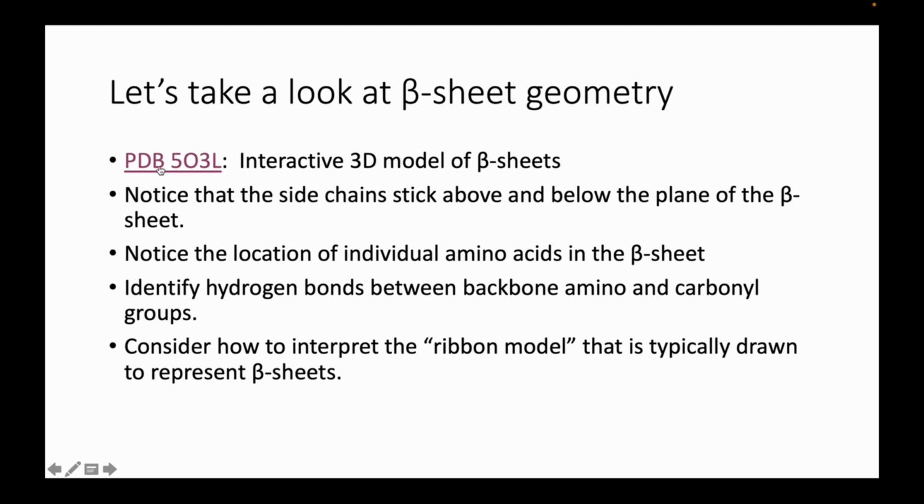So again, we're going to use another interactive model. You can click on this hyperlink to follow along. Some things I want you to notice. Notice that the side chains stick above and below the plane of the beta sheet. Notice the location of individual amino acids in the beta sheet. Identify the hydrogen bonds stabilizing that beta sheet between the backbone atoms. And again, consider how to interpret that ribbon model that's typically drawn. What are the advantages and what are the disadvantages?